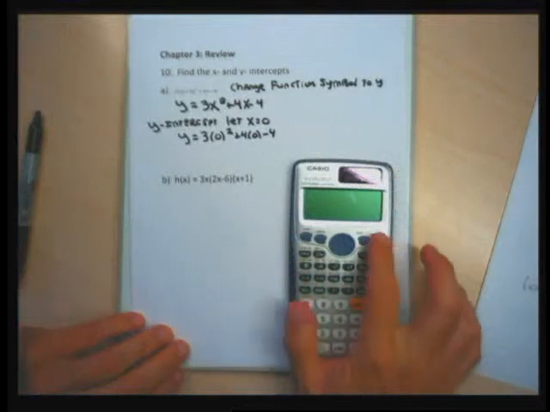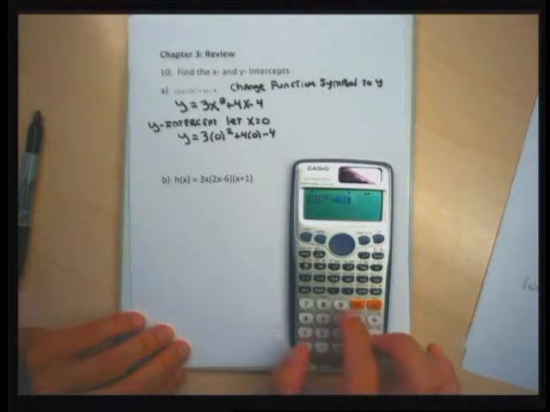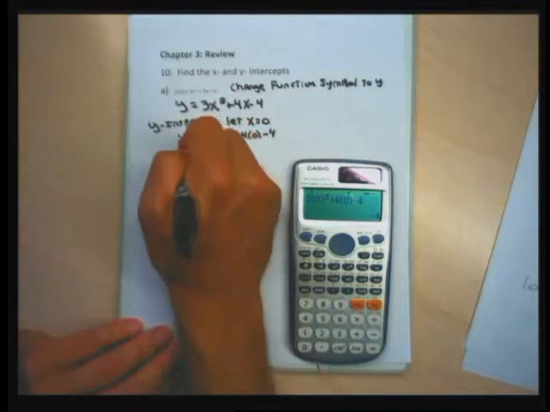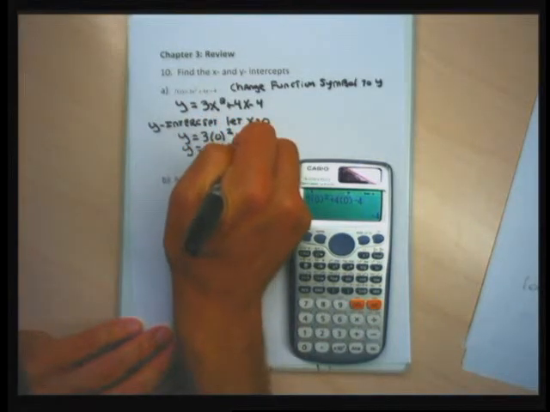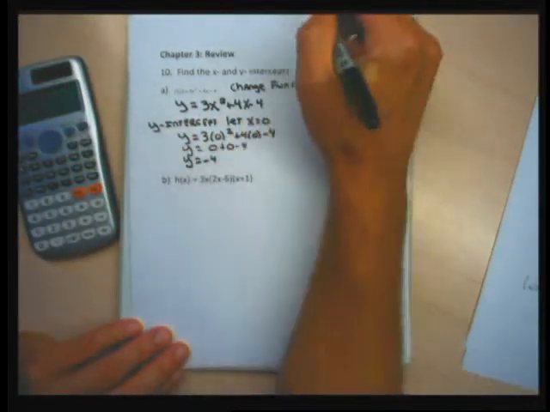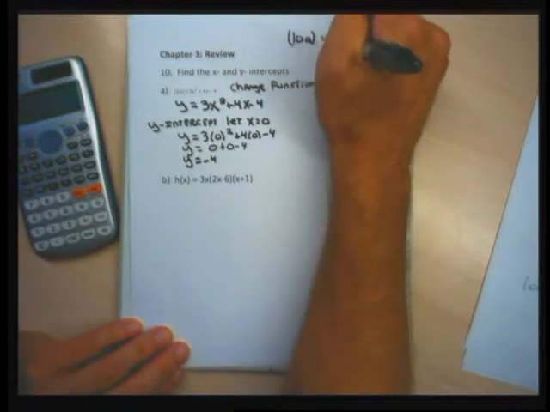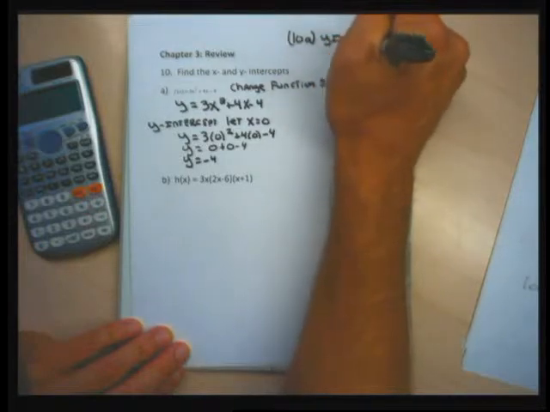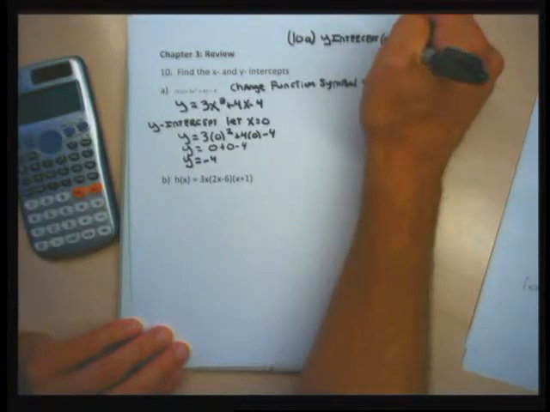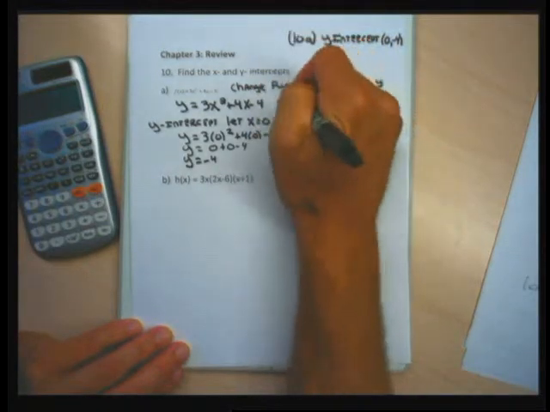I could do this on my calculator easy enough. I can go 3 times 0 squared plus 4 times 0 minus 4. My calculator tells me that that's minus 4 because this is really y equal to 0 plus 0 minus 4. And that gives me minus 4. That's the easy part. So in part 10a, if I go to write down my y-intercept, there's just one of them. It's going to be the point 0, negative 4 because I plugged in 0 for x and got negative 4 for y. The hard part of this is the x-intercept.